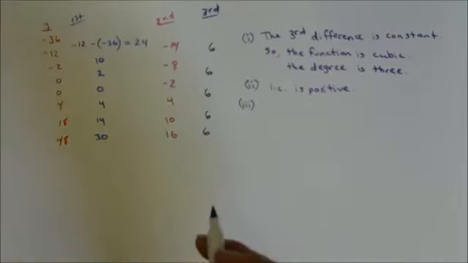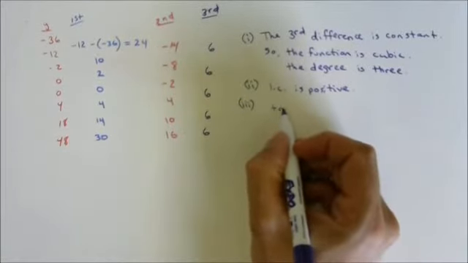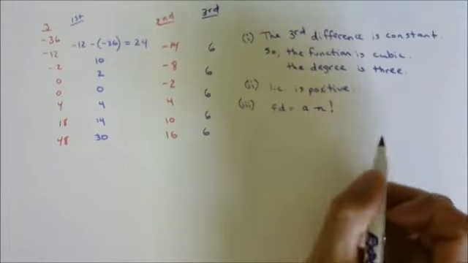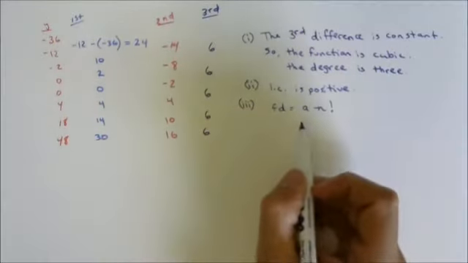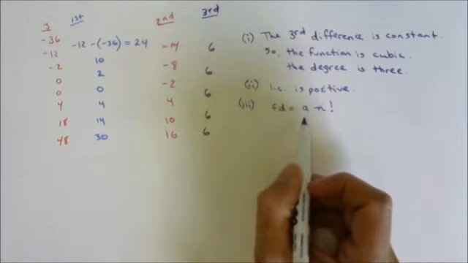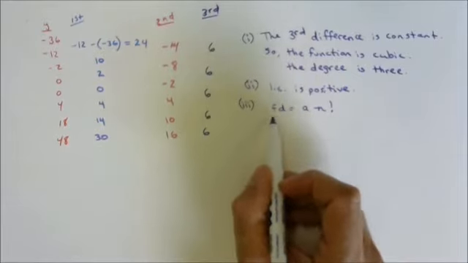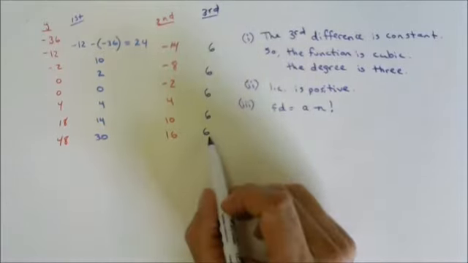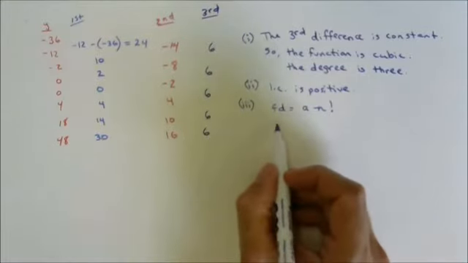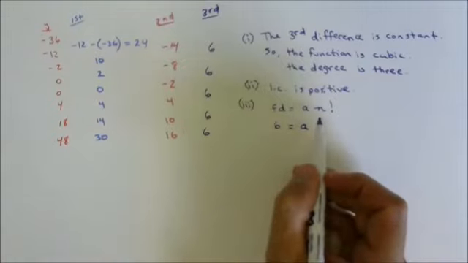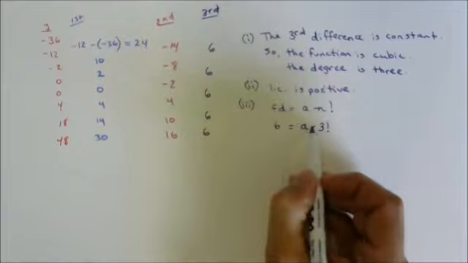Okay? Now the last thing that we're able to do is to determine the value of the leading coefficient. So we know that the finite difference is equal to a times n factorial, where a is the leading coefficient, that's unknown, n is the degree, which we now know is 3, and the finite difference itself is 6. Okay, so the finite difference is 6. We can sub that in. A we do not know, and n factorial is going to be 3 factorial.